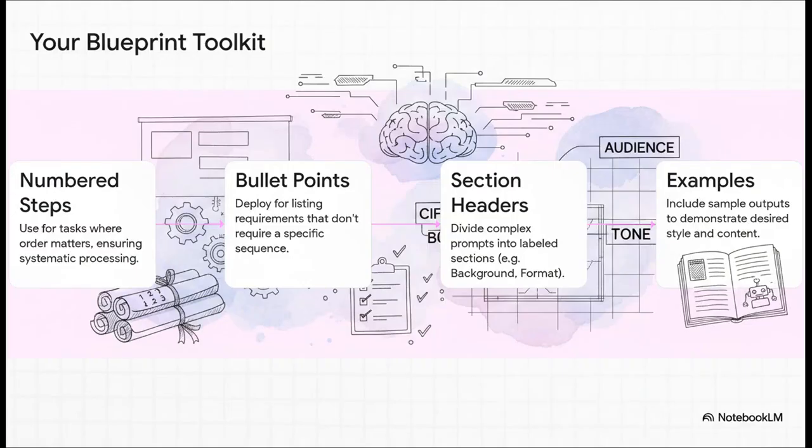Okay, so what's in this toolkit of yours? Well, first up, you've got numbered steps. These are perfect for any task where the order really matters, like a step-by-step guide. Next, bullet points are fantastic for just listing out requirements where the sequence doesn't matter, like features for a product description. Then we have section headers, which let you divide your prompt into logical chunks like background or format. And finally, and this one is a real game changer, giving it examples. You can show the AI the exact style you want it to mimic. These are your absolute core building blocks for clarity.